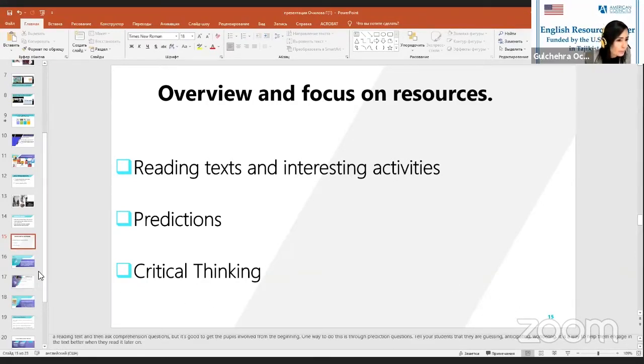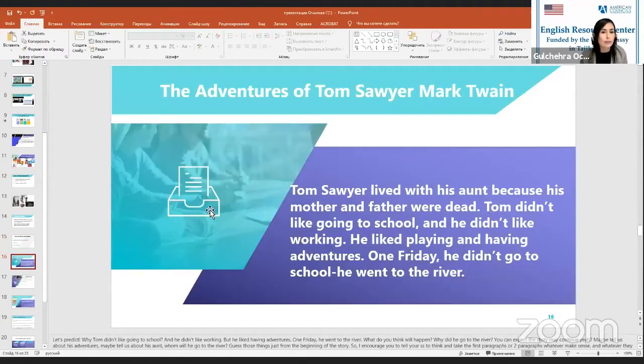So I chose one paragraph of the Tom Sawyer book. Again, it's Adventures of Tom Sawyer by Mark Twain. Here is the paragraph I chose. Tom Sawyer lived with his aunt because his mother and father were dead. Tom didn't like going to school and he didn't like working. He liked playing and having adventures. One Friday, he didn't go to school, he went to the river.